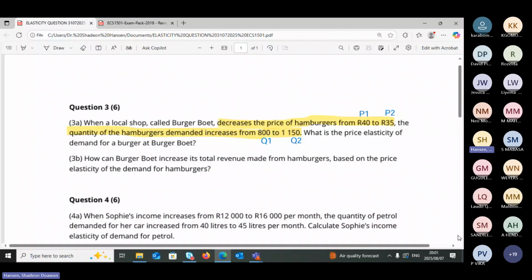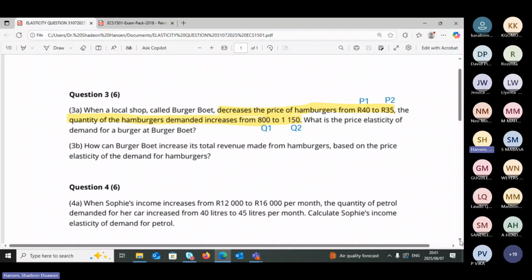Right. It says when a local shop called Burger Boot decreases the price of hamburgers from 40 Rand to 35 Rand, the quantity of hamburgers demanded increases from 800 to 1,150. What is the price elasticity of demand for a burger at Burger Boot? That was question 3.A. And question 3.B says, how can Burger Boot increase its total revenue made from hamburgers based on the price elasticity of the demand for burgers? And then when we looked at our answers over here, students, right?